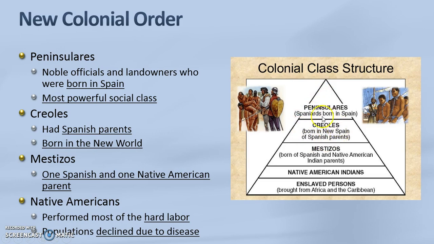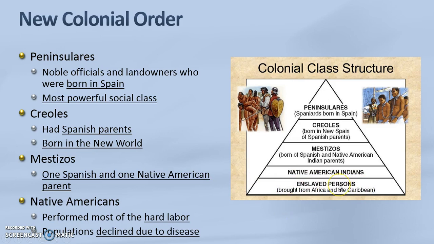Beneath them, you have Creoles. These are the people who are born in the New World, but have Spanish parents. So they don't have as much political power as people who were actually born in Spain. Beneath them, you have mestizos. So the Spanish actually intermarried with the Native American population. So someone who had a Spanish parent and a Native American parent was considered a mestizo and had less social and political power than the Creoles. And then beneath that, you have the Native American Indians. And eventually, when they start bringing slaves over, Africans will have a lower class in this pyramid.